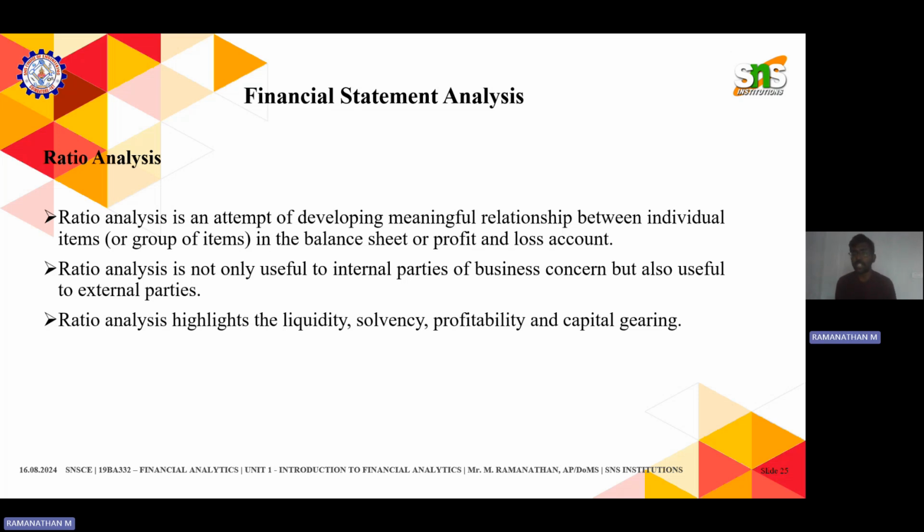For example, let me take one ratio, the working capital ratio. You all know what working capital is. Working capital is the cost or amount needed for day-to-day operations. The day-to-day operation amount we call working capital.